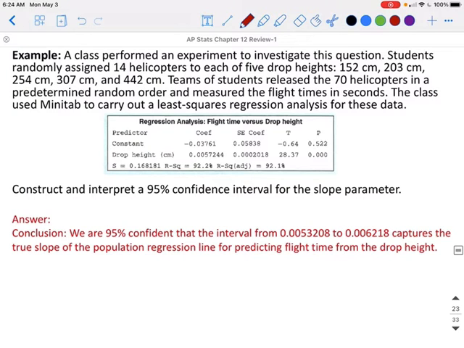So we are 95% confident that the interval from 0.005328 to 0.006218 captures the true slope of the population regression line for predicting flight time from the drop height.